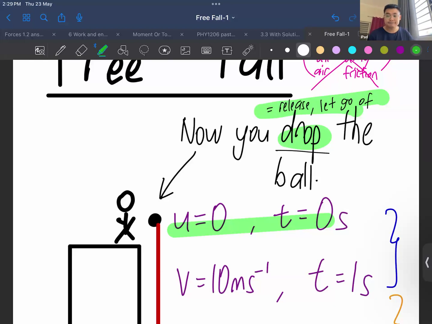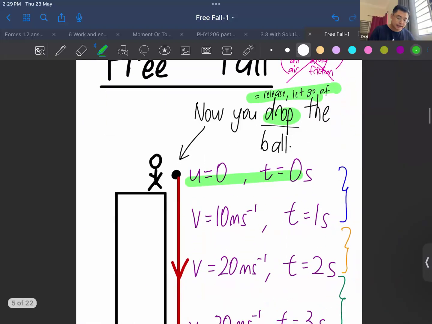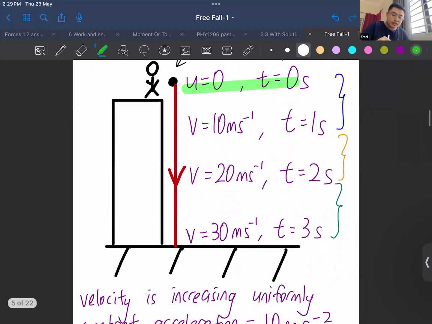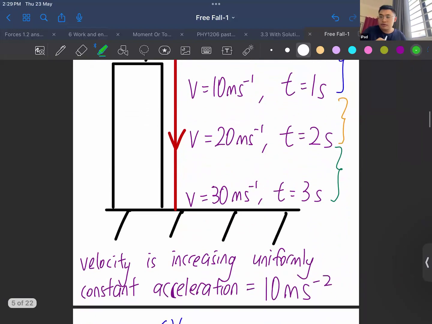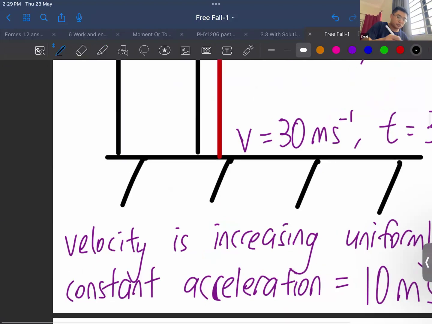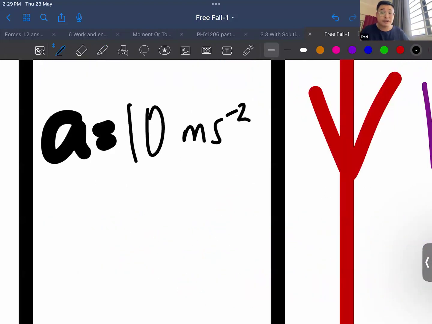Are you fine? Before the year 2022 or so, we simply told the students that a equals 10 meter per second square. This is our gravitational acceleration.